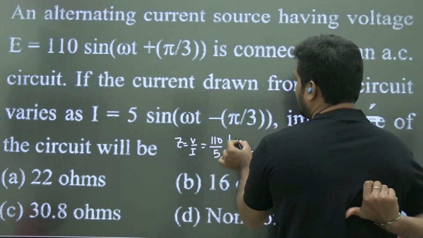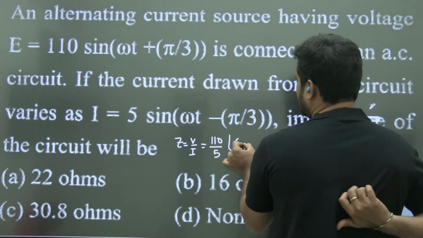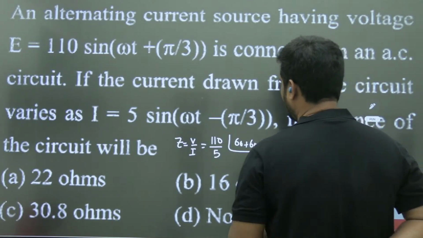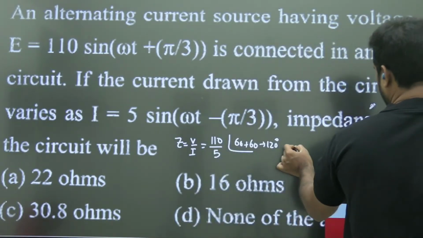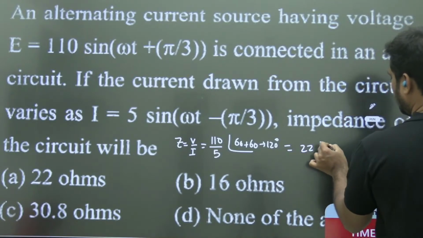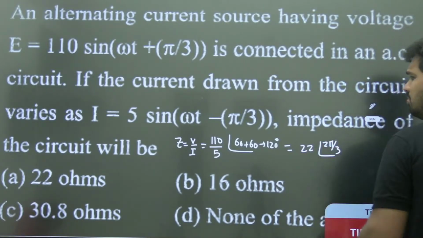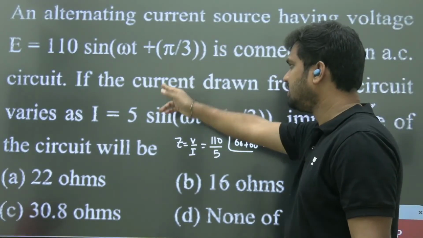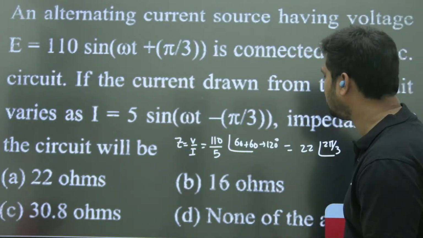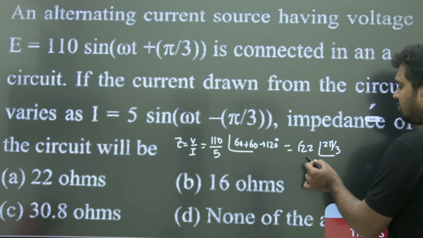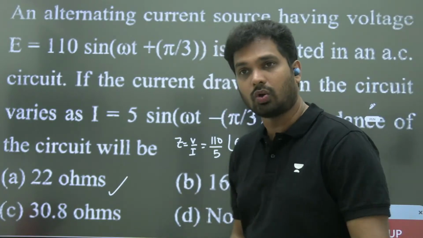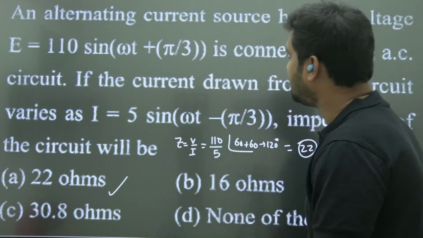Angle, this is 60 plus 60, 120 degrees. So it is 22 angle 2 pi by 3. Both are in sine, both are in cos, no need to do any conversion. If one is in sine and one is in cos, we may need to do the conversion. Angle is not given, only impedance magnitude is required, which means 22 is the right answer. Okay, let's move further.